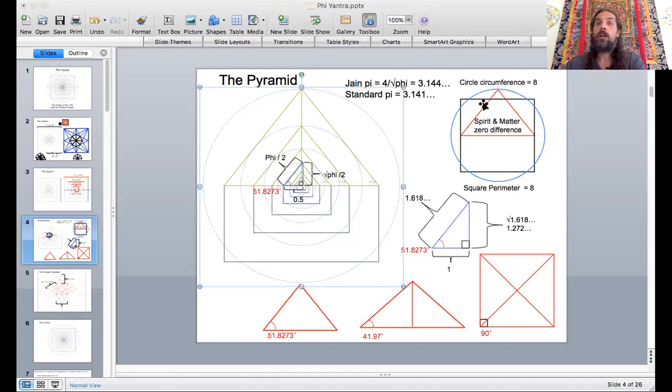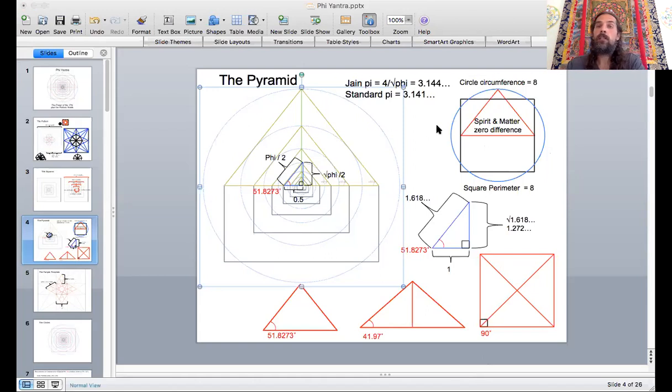Now, what is this squaring the circle? Why has it fascinated geometers? I'm going to get to the other type of squaring the circle that's often referred to, which has to do with equal areas, in just a moment. But this has to do with the perimeter of the square, which represents matter, and the circumference of the circle, which represents spirit. If the two of those have equal perimeters, they don't have equal areas, but they do have equal perimeters, then that is the mystical squaring of the circle, with matter and spirit coming together with zero difference.